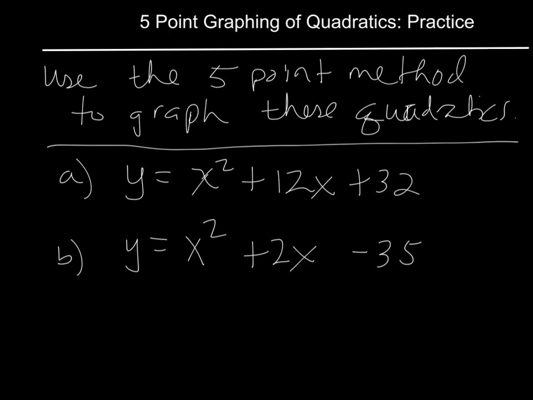And then on the last page, or last one here, here's 2 to try all the way through. Y equals x squared plus 12x plus 32. Go ahead and factor that and find your 5 points. And then do a letter 1, y equals x squared plus 2x minus 35. Again, remember, this is not going to be on your test, but it is part of your quadratic project, which is due during finals week.